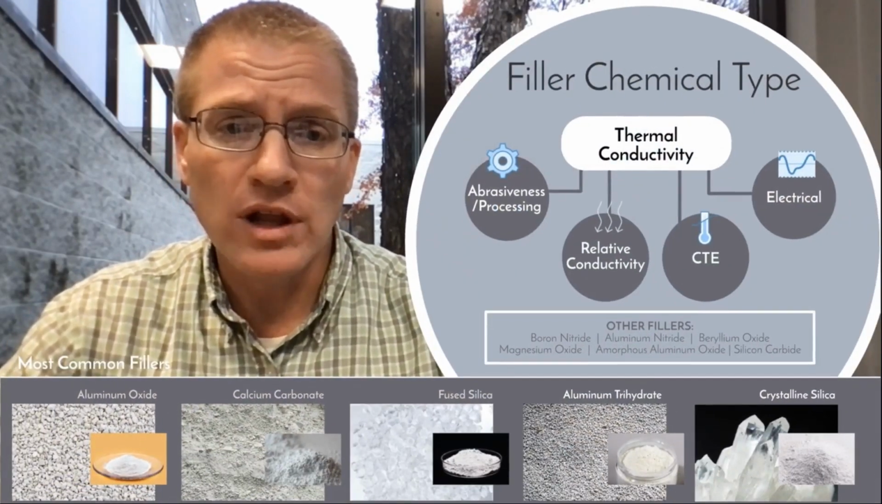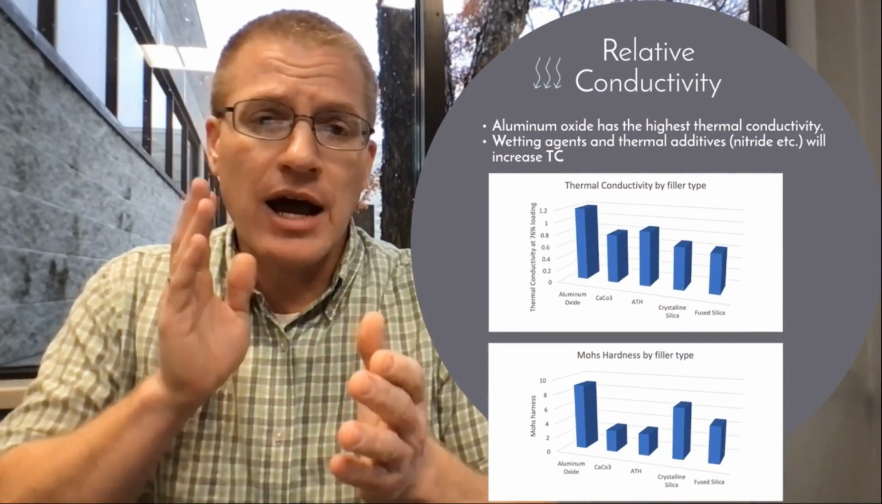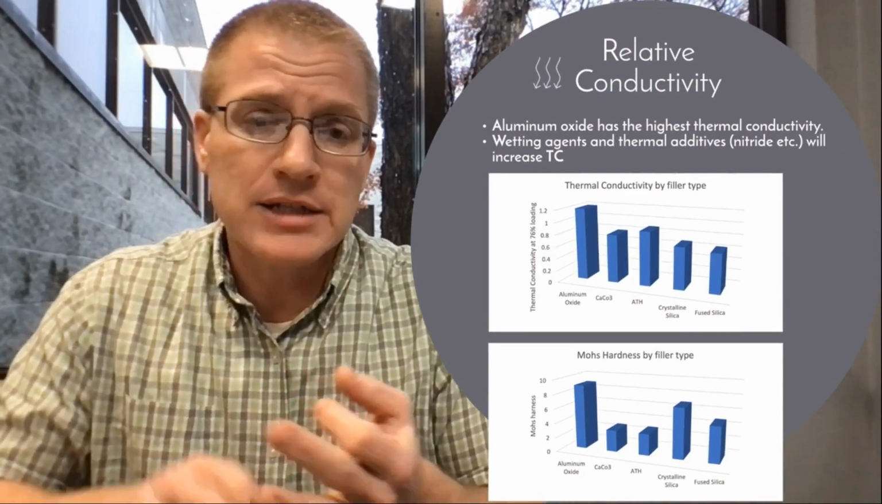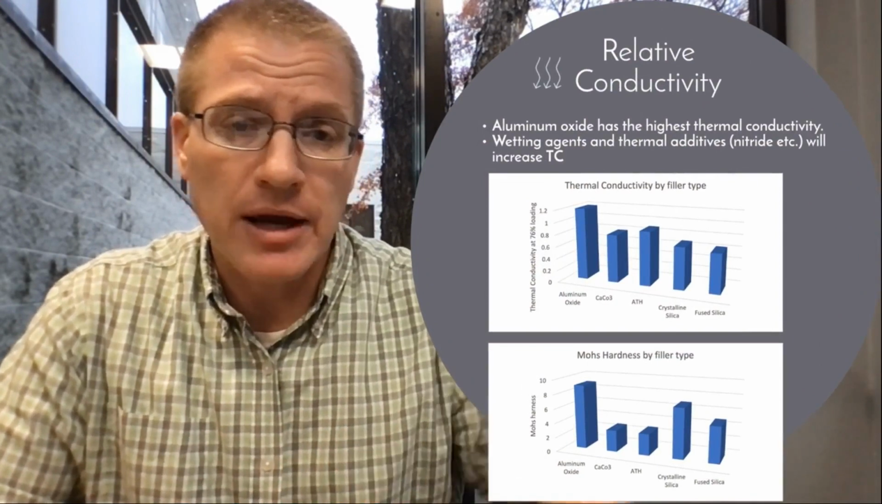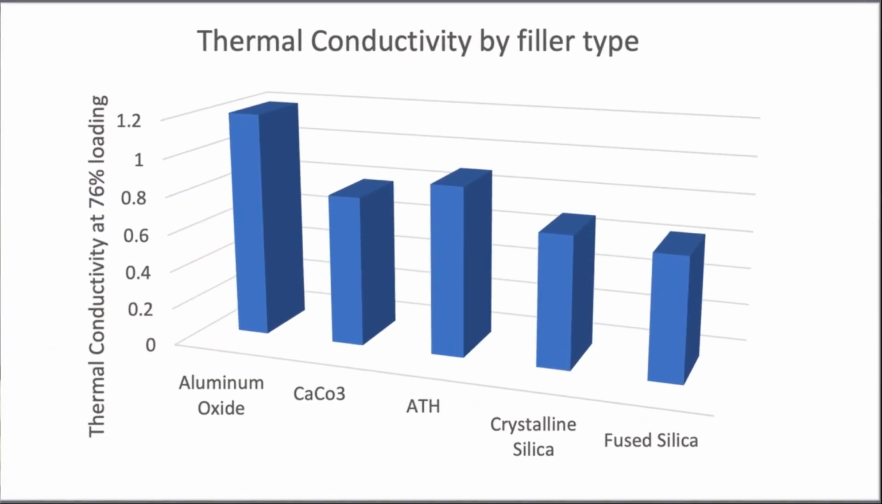Now, let's talk about the relative conductivity of these different materials. So I have on here the relative thermal conductivity and the Mohs hardness side by side, right? So first let's talk about the thermal conductivity. These are the thermal conductivities of polyurethane material at 76% loading, all right? Nothing special was done to these to really improve that. We just threw it in there to give you an idea of how they compare. And aluminum oxide obviously is going to be the highest, and it's significantly higher.